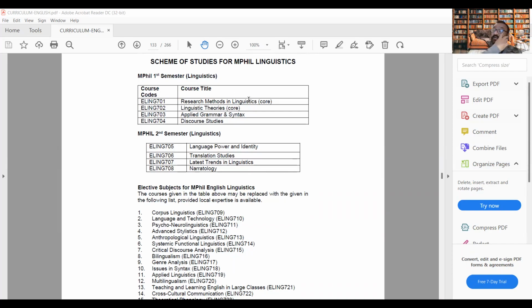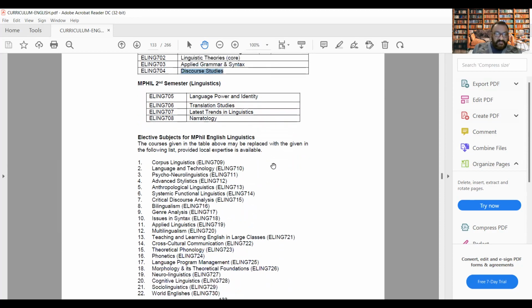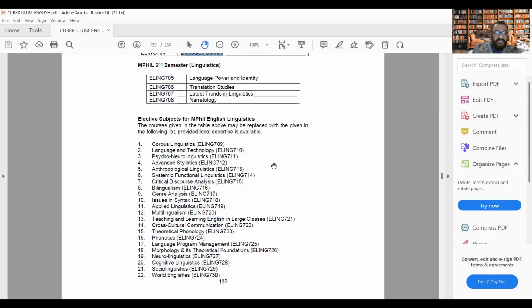I showed you my result card first, for your experience. Then language theories, I told you, is here as linguistic theories. Then applied grammar and syntax. Syntax I showed you, I had taken, and discourse studies. But here I had bilingualism. Bilingualism is one I took because I needed it. I thought it is here because I had M English linguistics. So 716 is bilingualism. I took this one.